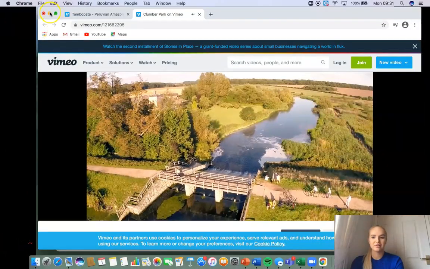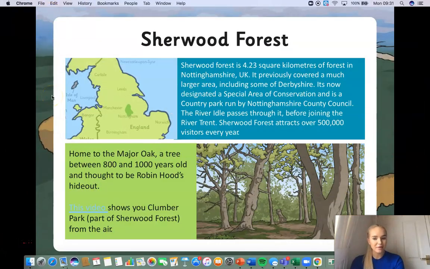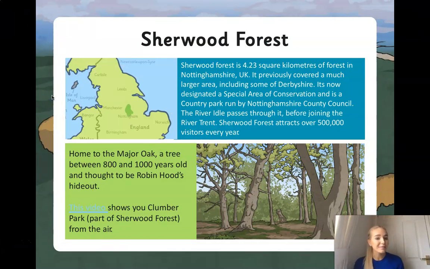Okay, and we're just going to stop there just because it's just about the same thing really. But I want you to think about the video that you watched of the Amazon rainforest, and now looking at Sherwood Forest, what are some of the differences and what are some of the similarities? Pause the video please and have a think.